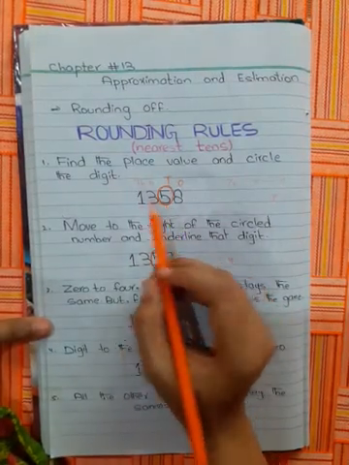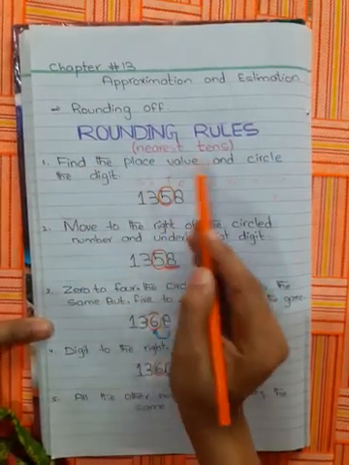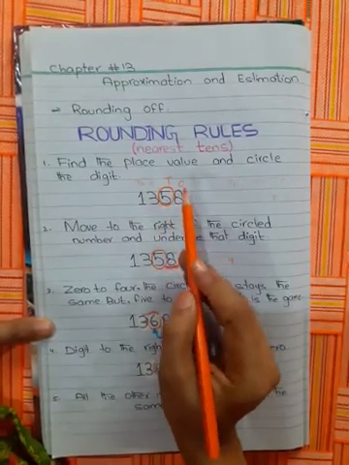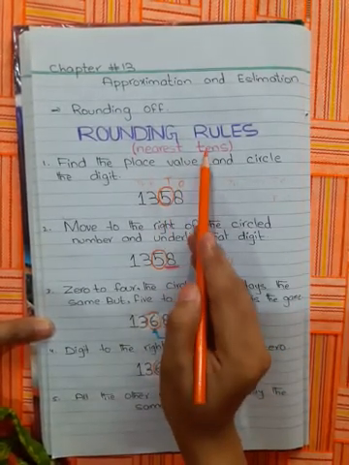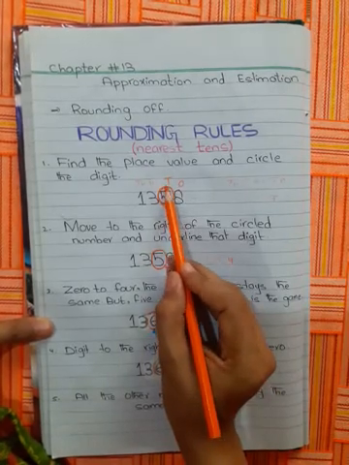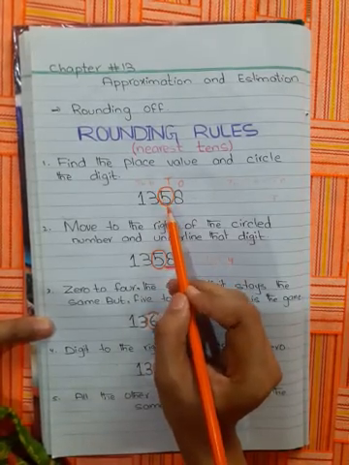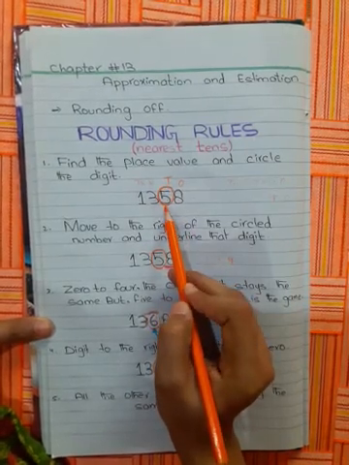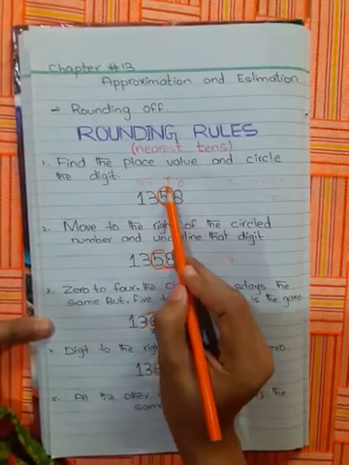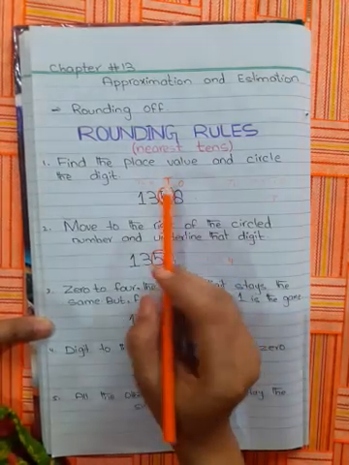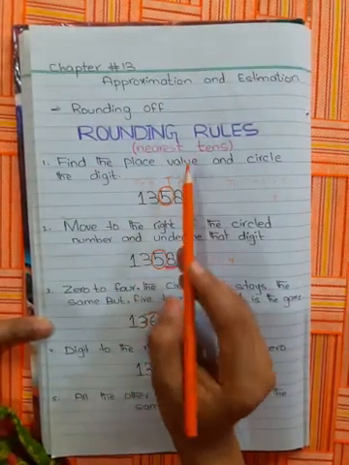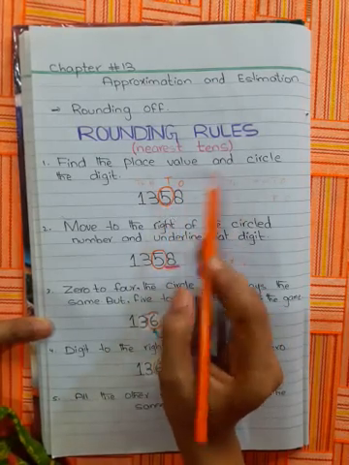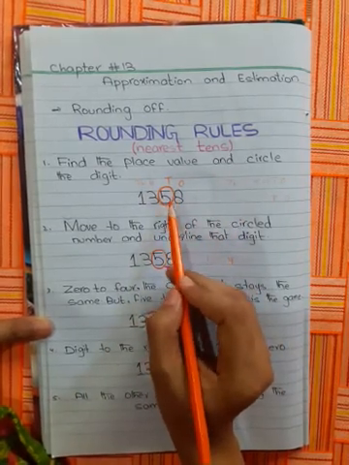Now what is rule number 1? Find the place value and circle the digit. It means where you have to round off the number. We have to round off the number to the nearest tens, so we circle the digit which is at the tens place. At the tens place I have the digit 5 here, so I circle the digit 5. The first rule is that you first find the place where you have to round off, and then circle that digit, right? We are done with that.